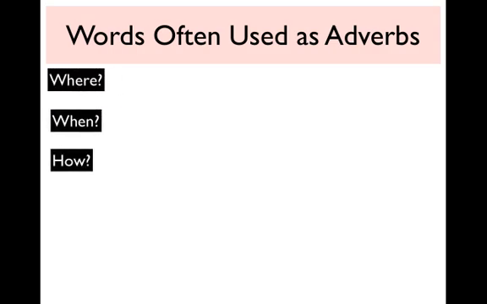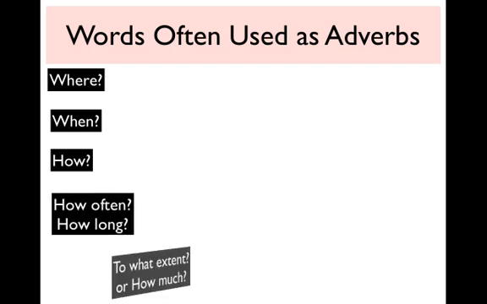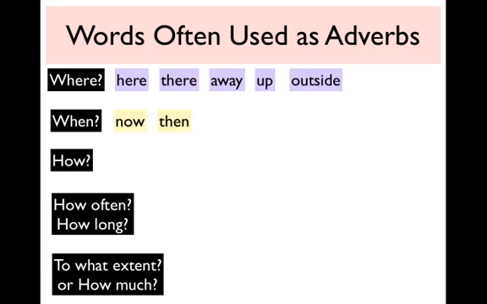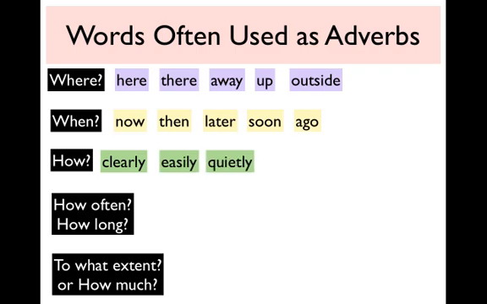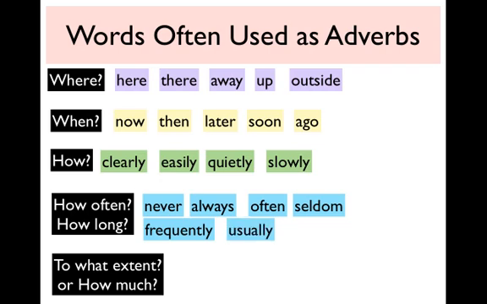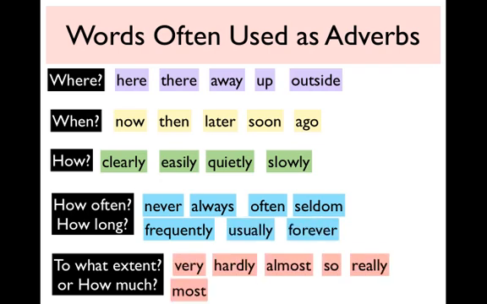So words that are often used as adverbs usually answer these questions. And we just talked about this in the previous slide. Where, when, how often, how long, or to what extent, or how much. Here are some common words. Here, there, away, up, outside, now, then, later, soon, ago, clearly, easily, quietly, slowly, never, always, often, seldom, frequently, usually, forever, very, hardly, almost, so, really, most, nearly, quite, less, and only.